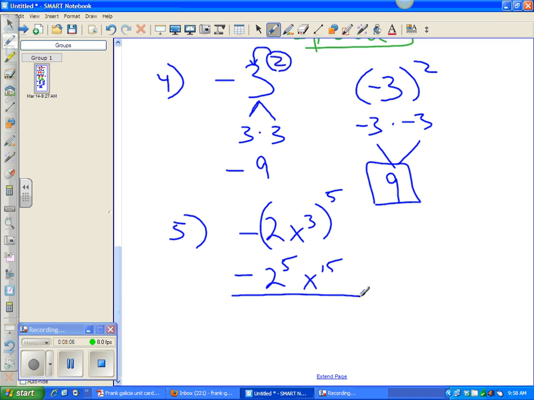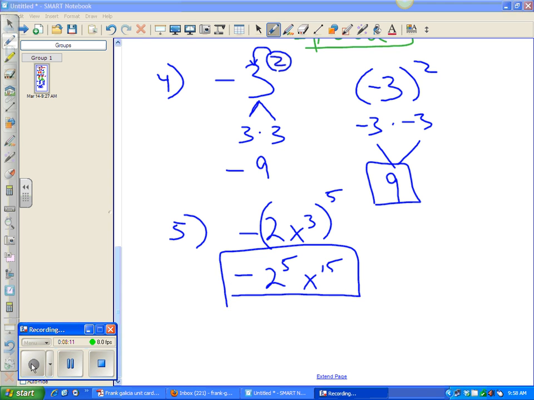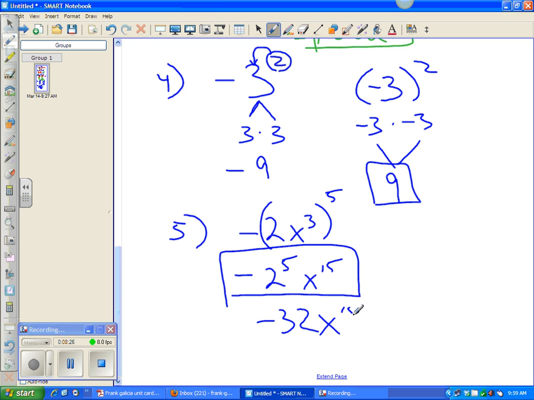And you could either leave it, or if you wanted to simplify it, you could simplify it from there. So 2 raised to the 5th power is 32, I think. 2 times 2, 2 raised to the 5th power is 32. This becomes a negative 32x to the 15th, which is the simplest form of this expression right here. Well, I hope this helps you guys, and we'll go on to 8.2 in a second. Thank you very much.